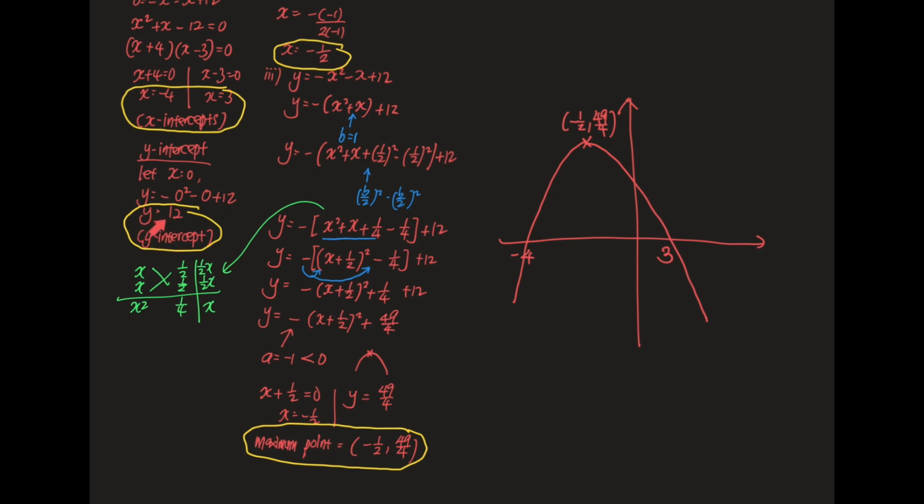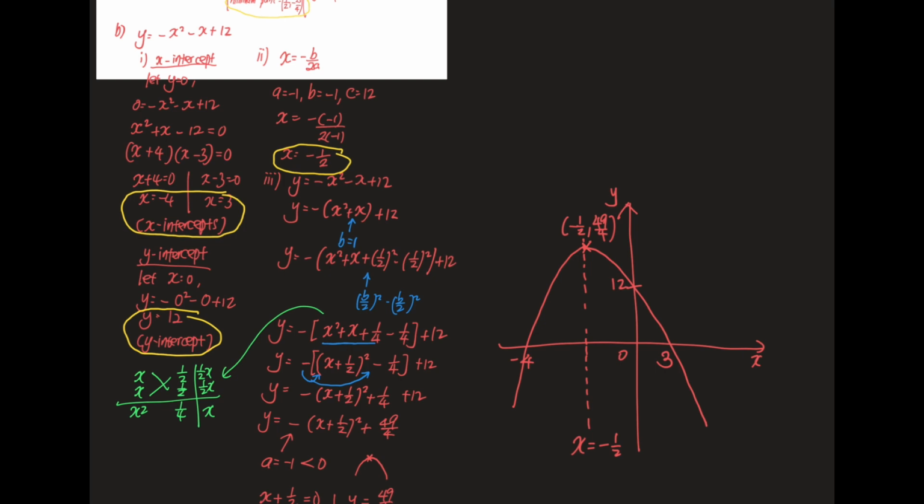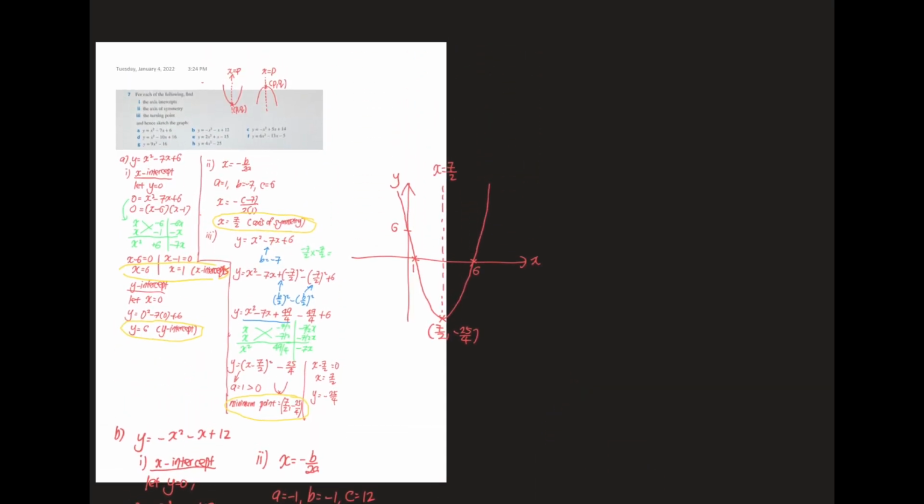Now for the next value, the y-intercept. So the y-intercept is 12. It's here. So this is 12 point something. Okay, 12 is here. That is reasonable. Then the axis of symmetry, we do it like this. We draw a vertical dotted line, x equal to negative half. Now this is y, x, and then this is 0. So this is the second one.